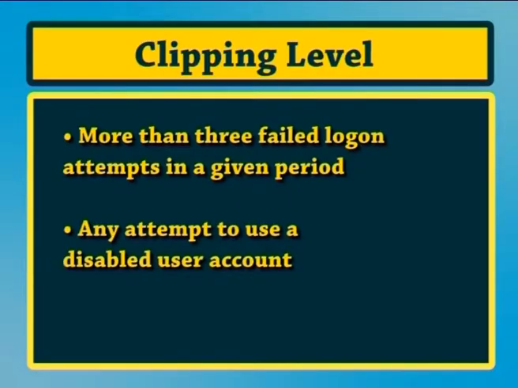If no one is regularly reviewing your logs and they are not maintained in a secure and consistent manner, they may not be admissible as evidence. Many systems can generate automated reports based on certain predefined criteria or thresholds known as clipping levels. For example, a clipping level may be set to generate a report for more than 3 failed login attempts in a given period or any attempt to use a disabled user account. These reports help a system administrator or security administrator to more easily identify possible break-in attempts.